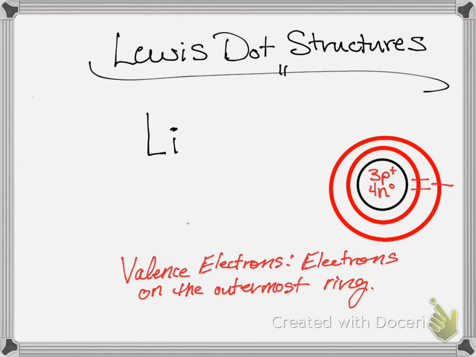Now I want you to notice that on the Bohr model, the outermost ring of lithium only has one electron, and you see how I place it on the right-hand side. That is exactly the same way that you do Lewis dot structures. I'm going to place one dot on the right-hand side. Voila! That is a Lewis structure for lithium. So I've given you a very simple example. Let's get a little bit more complicated.